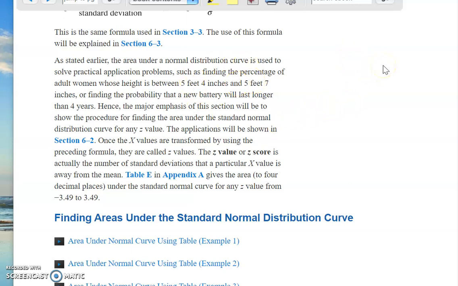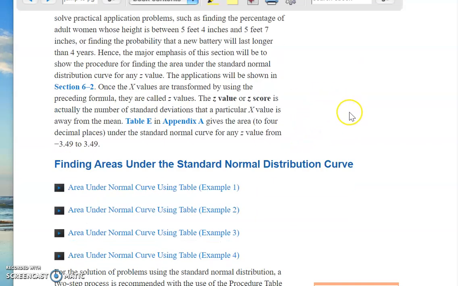It's the area under the curve, such as finding the percentage of adult women whose height is between 5'4" and 5'7". Or if you want to talk about it in terms of probability, it's the probability that a new battery will last longer than 4 years. So we're going to talk about how we find this area under the curve. And I swear, once you see a couple of examples, it'll be more clear.